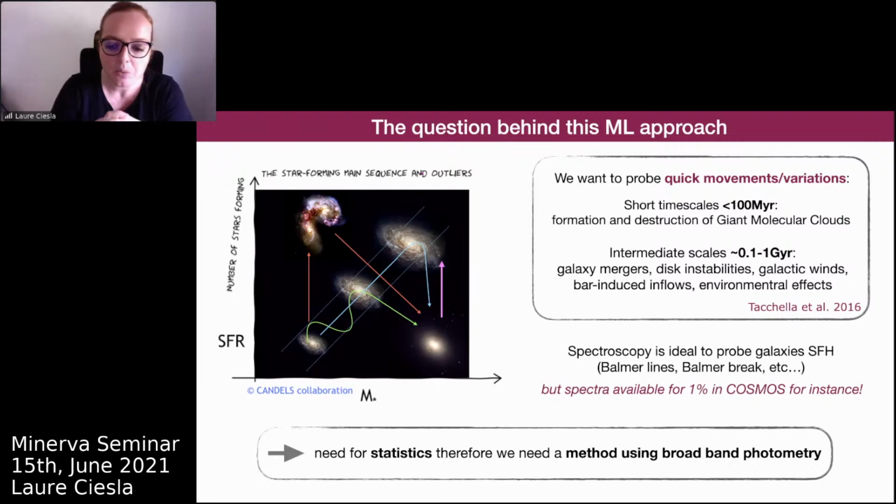Unfortunately, we don't have many spectra. For example, in COSMOS, we only have spectroscopy for 1% of the whole sample. And since we are dealing with very short and very quick movements, we need a lot of statistics to pinpoint the galaxies while they are undergoing this kind of variation. So the need for statistics means that we have to find a method that is efficient and that uses broadband photometry, which is what we have for most of the galaxies in extragalactic astrophysics.